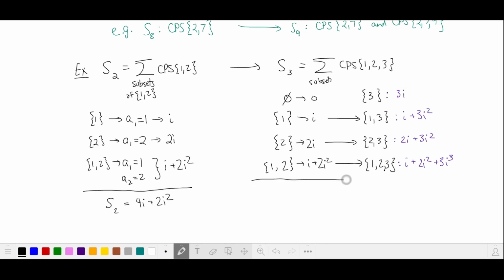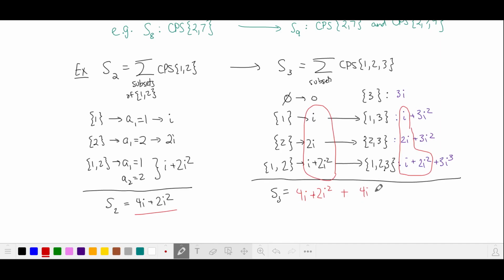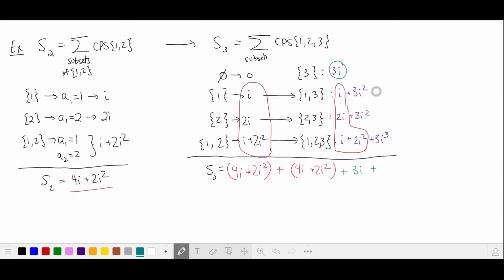Let's calculate S3. First we have this 4i plus 2i squared that we got from S2. This gets repeated over here by these first few terms in our subsets. So we also have 4i plus 2i squared a second time. Now we have 3i. We have 2 of these 3i squareds and 1 3i cubed. So we can say that S3 is 2 times S2 plus these terms.